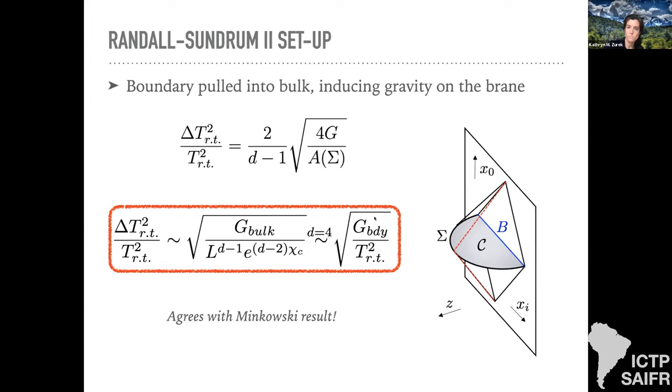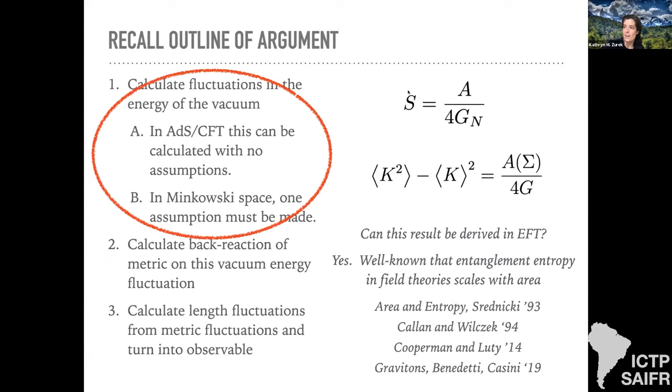So what do I think are the strong and weak points of this argument? I've been centering this discussion around a three-step argument, the first of which was to calculate the fluctuations in the energy of the vacuum. In AdS/CFT, this can be calculated with no assumptions. In Minkowski, you have to assume that a similar type of behavior happens.